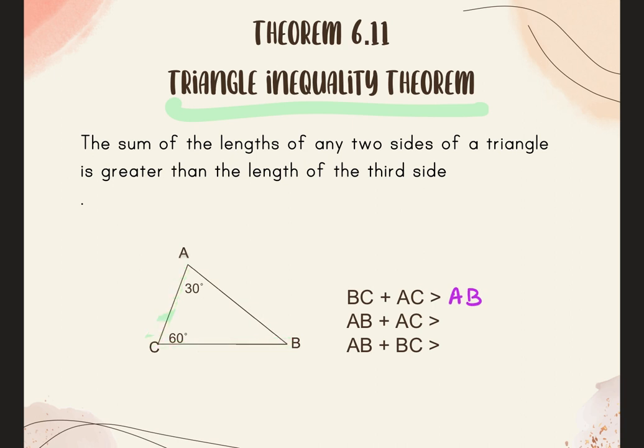If you look at the next one, AB and AC would have to be bigger than CB or BC. And the last one, AB and BC would have to be bigger than AC.